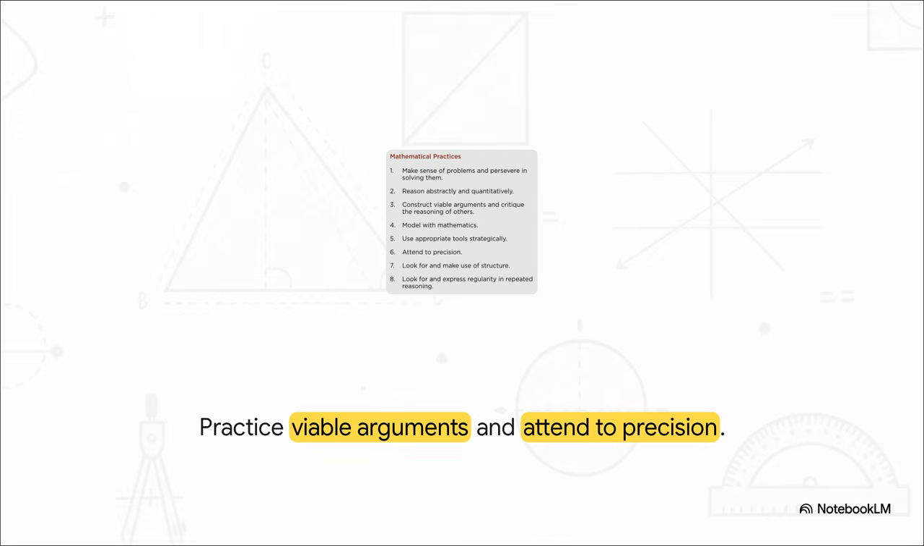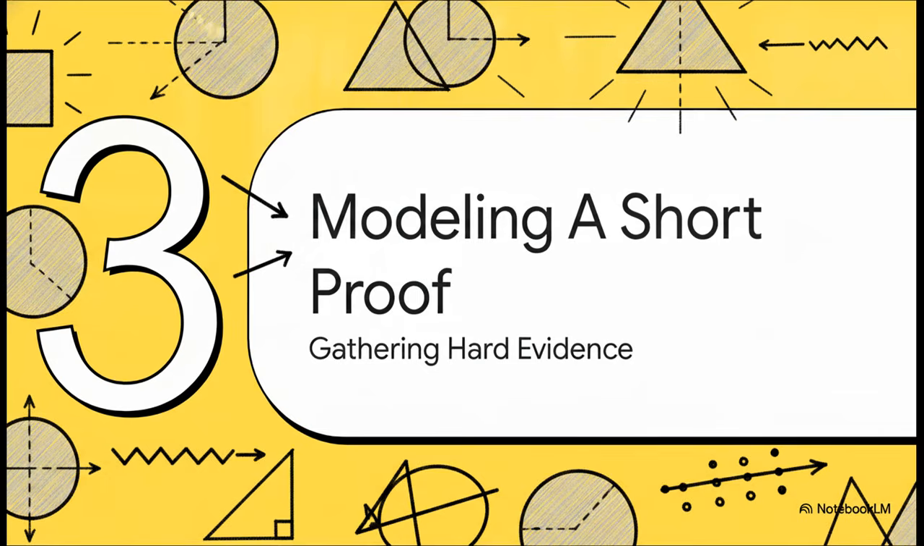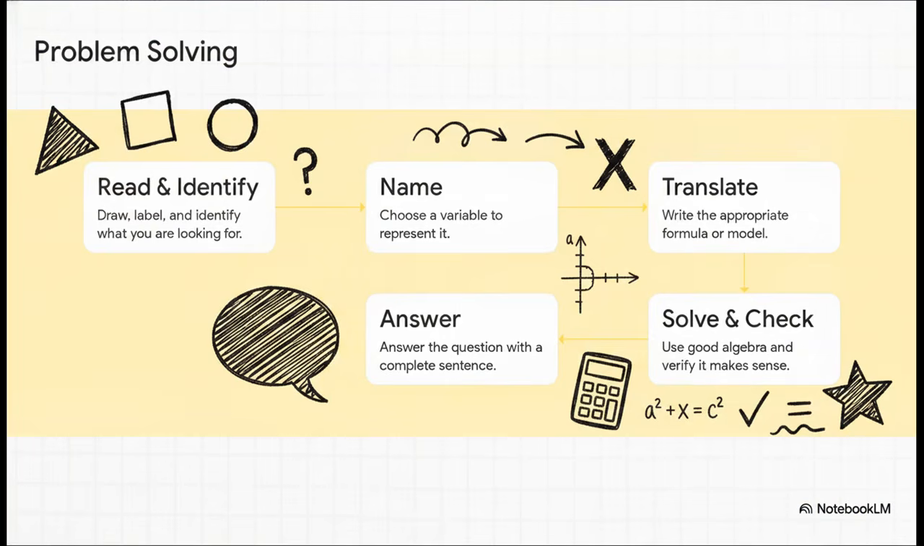Furthermore, Practice 6 demands that we attend to precision to uncover the truth. We've got to be careful with our definitions, our units of measure, and our calculations. It's exactly this strict adherence to precision that's going to help us explain the mystery of that phantom 65th square unit. Section 3. Modeling a short proof. Let's see how this builds into modeling a short proof that busts this geometric illusion wide open.